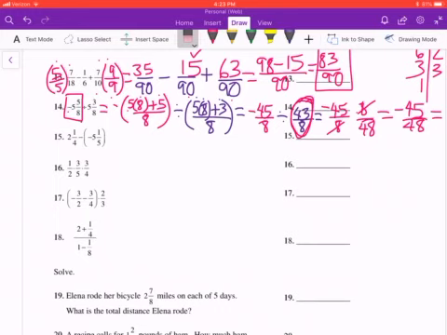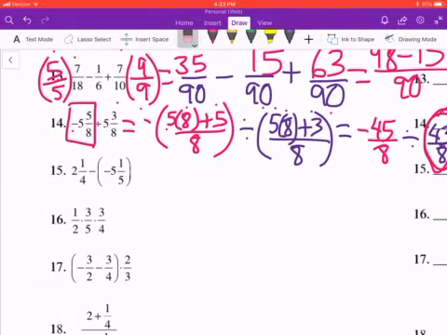Okay, so I'm going to move on to 15. And here we are subtracting, and we're going to first convert them into improper fractions. So my first improper fraction is going to come from multiplying 2 times 4 and then adding 1. 2 times 4 is 8 plus 1, 9. So that will be 9/4. My next, and then we have a minus.